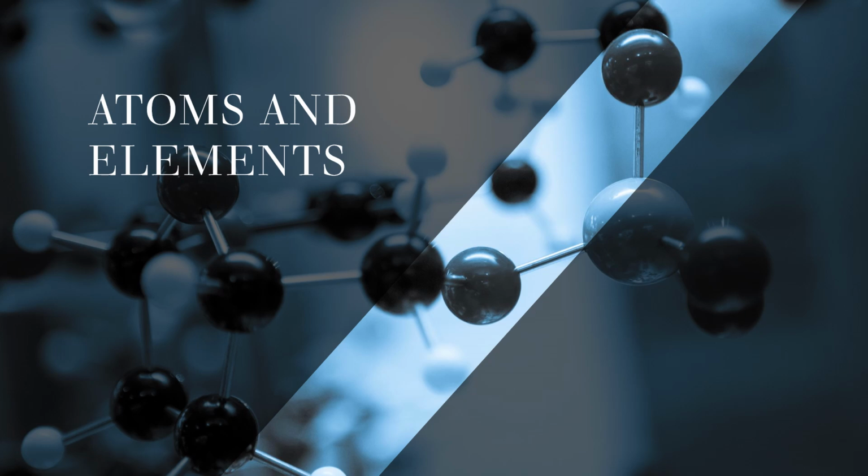Summary. Atoms are the fundamental building blocks of elements, made up of protons, neutrons, and electrons. Elements are pure substances made of one type of atom and arranged on the periodic table. The periodic table is organized by atomic number and properties, with elements grouped into metals, nonmetals, and metalloids. Isotopes are variations of elements with different numbers of neutrons. Periodic trends help predict element behavior and properties as you move across or down the table.